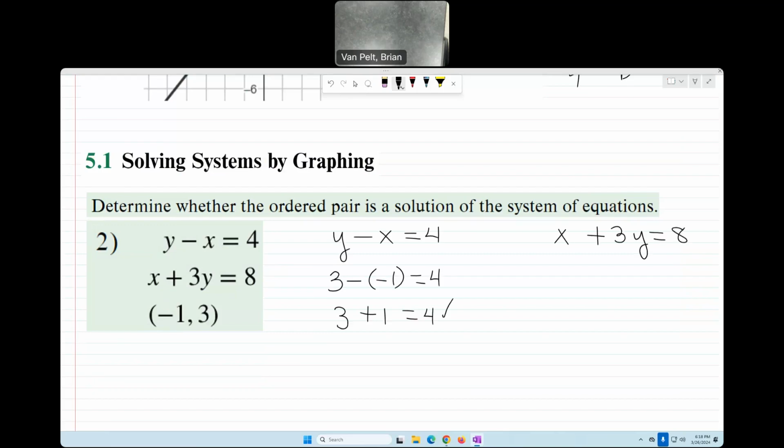So I'll replace x with -1 and y with 3. You only need to go so far until you can tell it really is true. Would you say this also works? This is equal to 8 over here also, isn't it? You can go one more time.